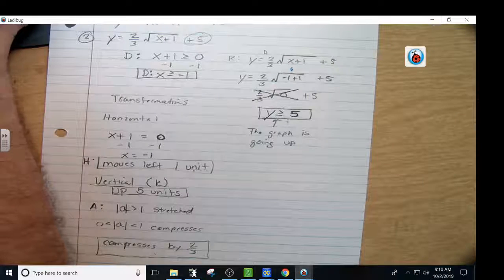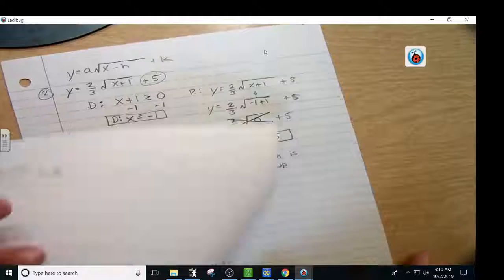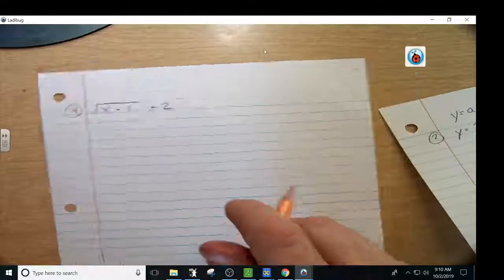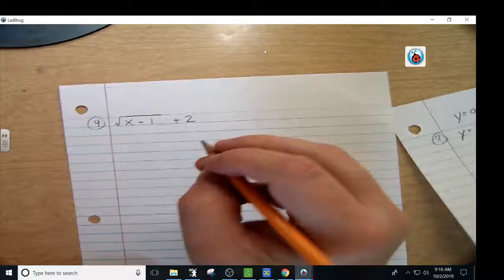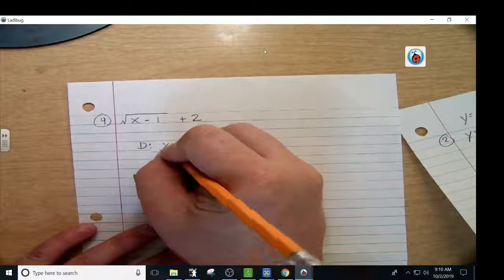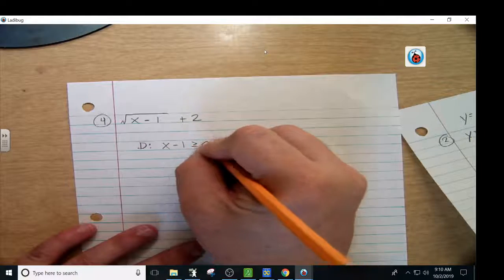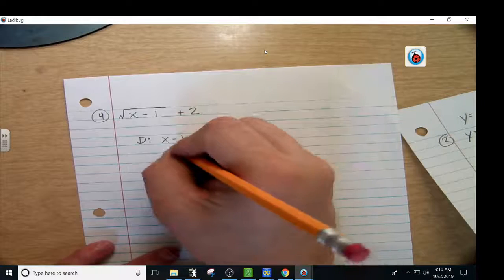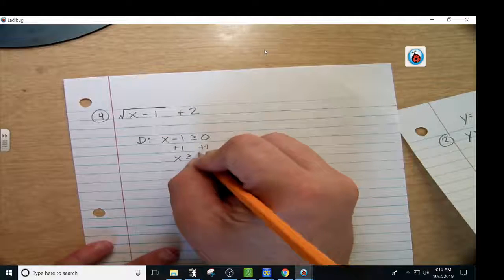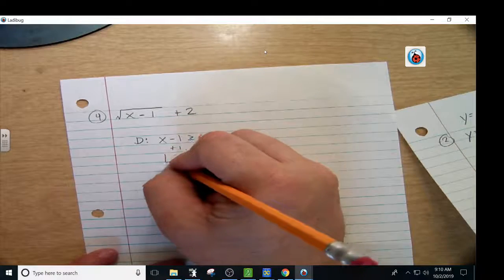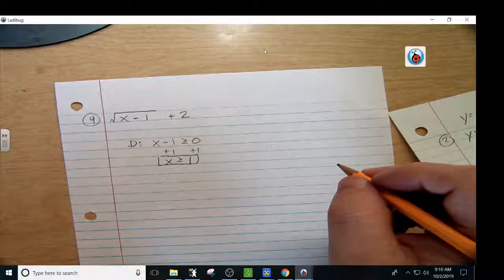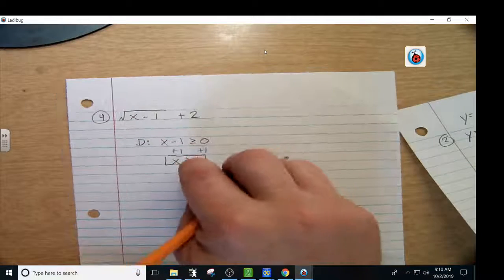All right, guys, let's look at this again. We did number 4. Now, domain. All it is is x minus 1 greater than or equal to 0. Add 1. X values greater than or equal to 1. All right, so that's your domain. That will always be greater than, yes.